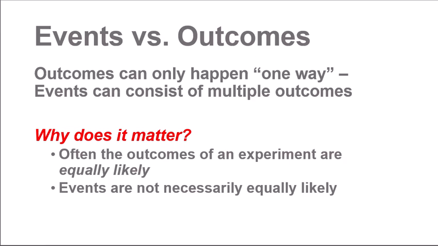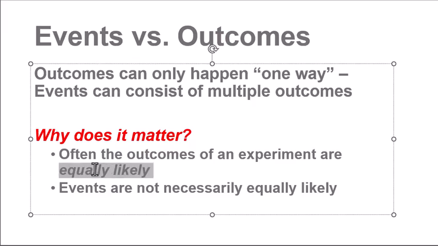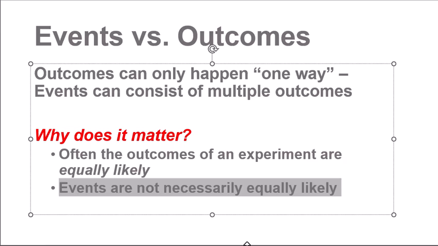In many cases, the outcomes of an experiment, so the individual outcomes within our sample space, are equally likely. That's not always the case, but in many of the theoretical probabilities we're looking at, that is a key distinction, that they're equally likely. So the outcome heads, heads, tails, and the outcome tails, heads, heads, they have the same probability, and that allows us to easily calculate the probability of any outcome. Events are not necessarily equally likely.